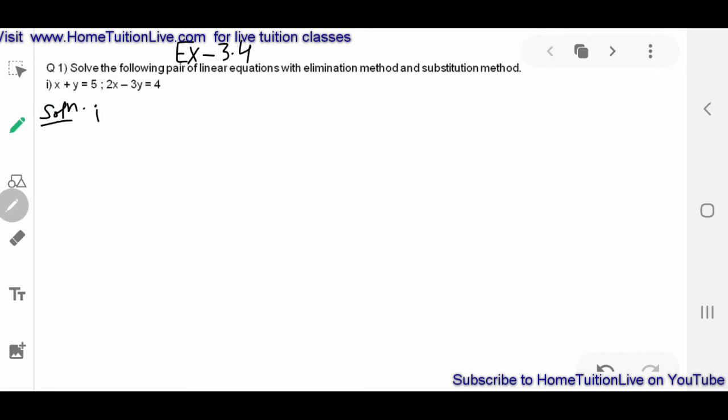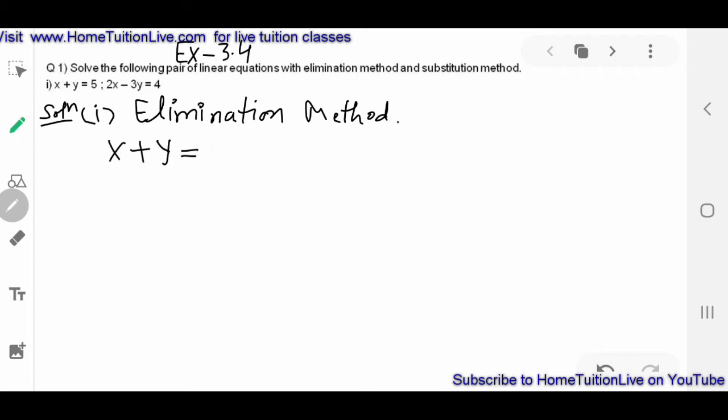First is elimination method. What are the equations? Equations are x plus y equals 5. This is the first equation. Second equation is 2x minus 3y equals 4. This is the second equation.